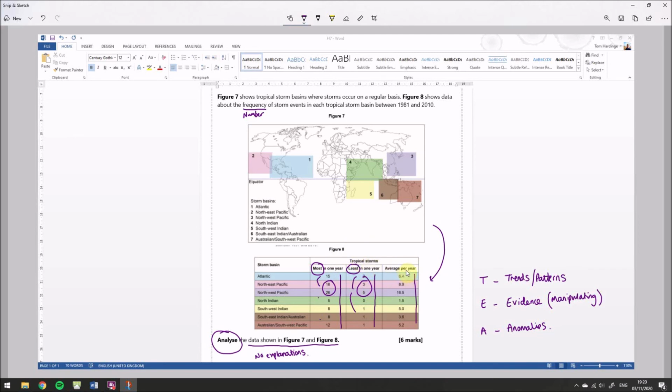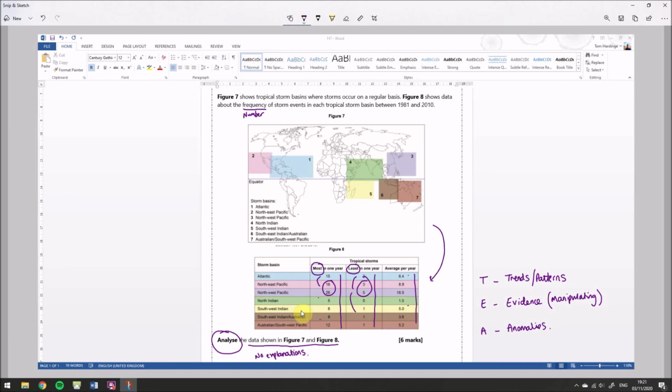So we might have, in this case, two ocean basins that have quite a similar average. So an average here, for example, of 6.4 and an average here of 5. Okay, not much of a difference between those averages, but quite a big difference between the range of storms. So remember, we're trying to look at the intricate patterns or trends within that data.